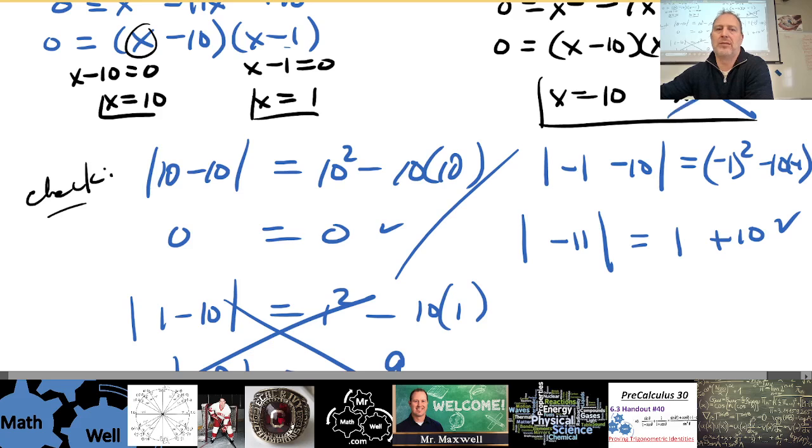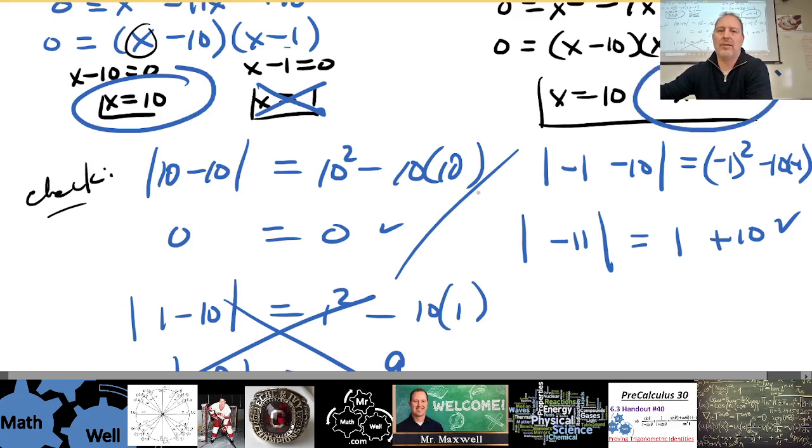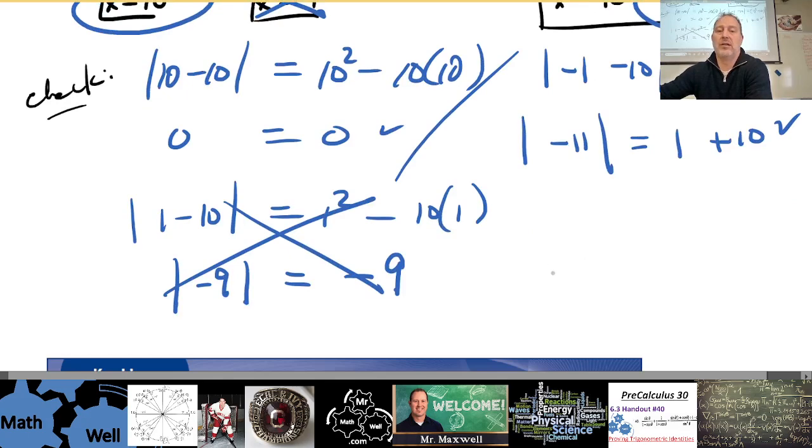Does that make sense? No, the positive ones are... Oh, sorry. Where is it? Over on this side. Thank you. The +1 over here is a problem. So we've got 10 and -1 check out. 10 and -1 check out. So the answer is x equals 10 and -1.